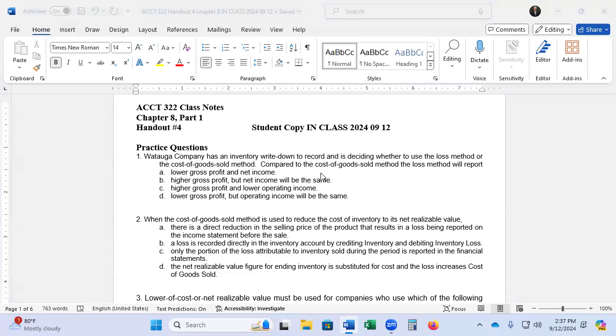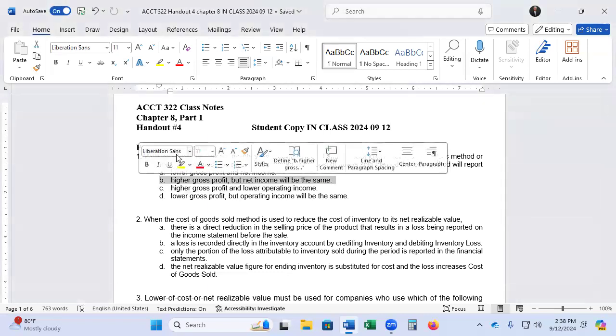Now, this kind of implies that you don't have control over your inventory loss. So most of the time, you're going to have to use the cost of goods sold method, and you're going to have to put it in your cost of goods sold. So whether the amount's here or here, your net income is going to eventually be the same, but your gross profit will not be affected if you use the loss method. So you have a higher gross profit, but your net income will be the same. That's letter B.